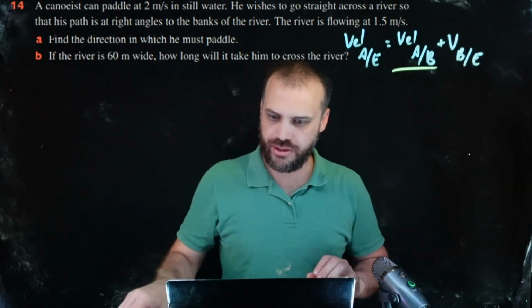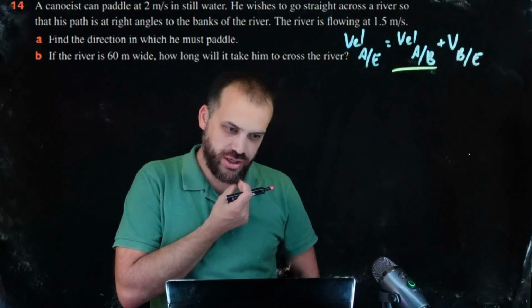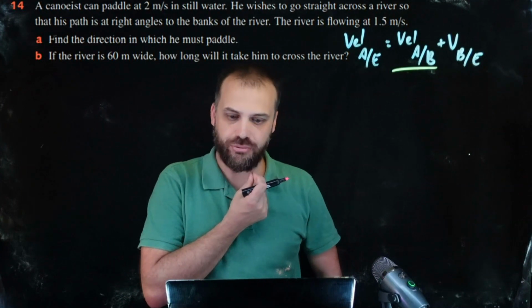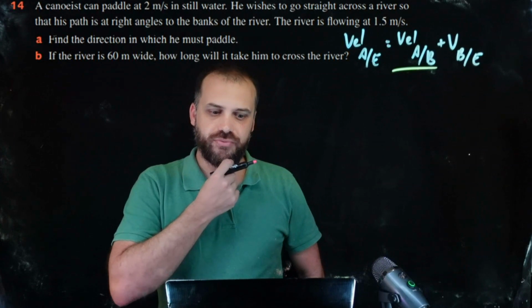A canoeist can paddle at 2 meters per second in still water. He wishes to go straight across a river so that his path is at right angles to the bank. The river is flowing at 1.5 meters per second.